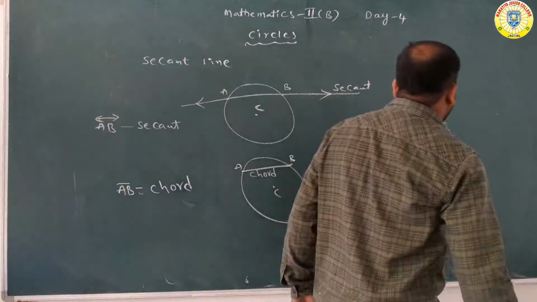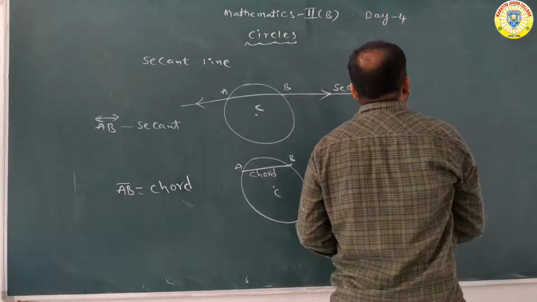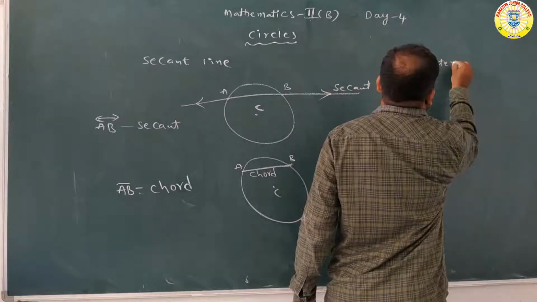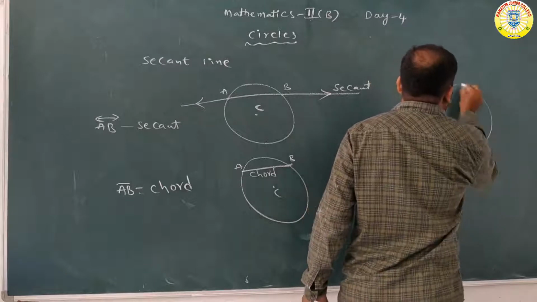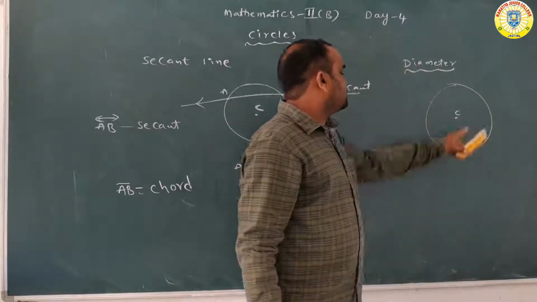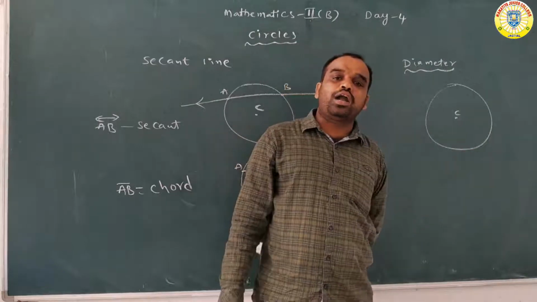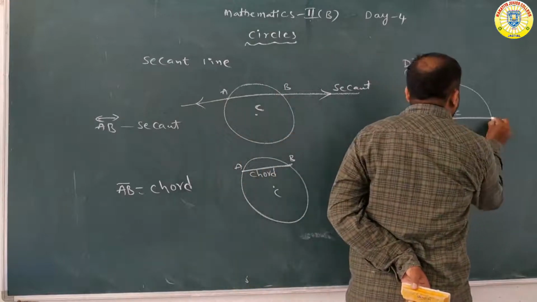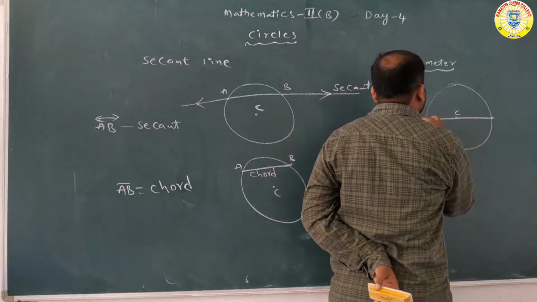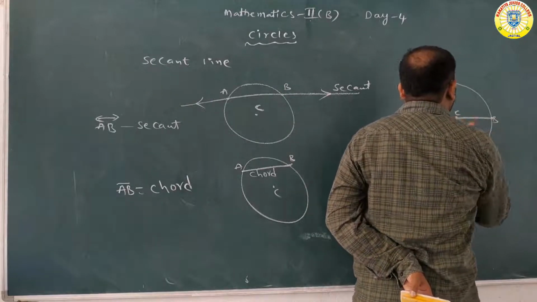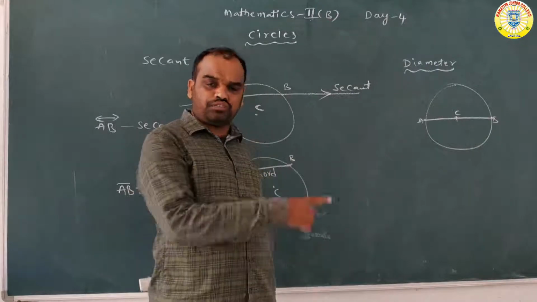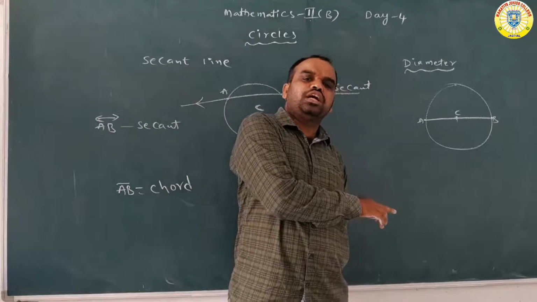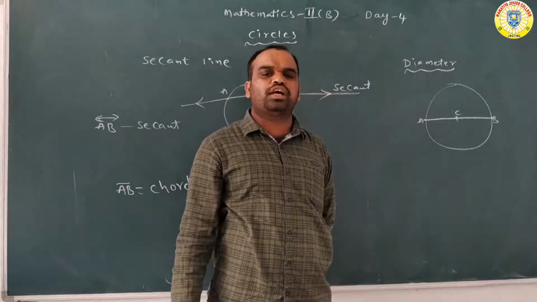Next one, diameter. What is the diameter and what is the difference from the radius? See here, there is a circle with C as the center. If a chord passes through the center of the circle, then the chord is called the diameter of the circle.